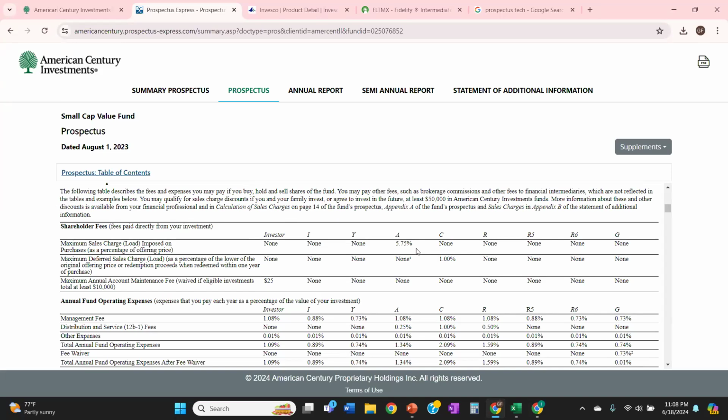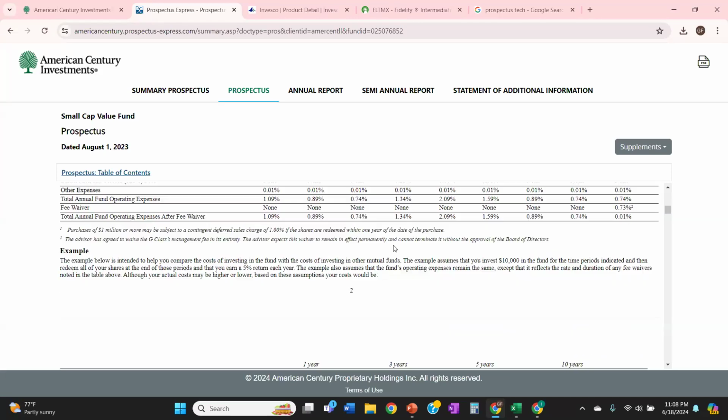The max is 8.5. They can't go above that. But usually the higher end ones, they have other companies to compete with. So they don't want to put their load charges in the 6-7% range, even though they legally can, because they've got other funds from different mutual fund companies to compete with.